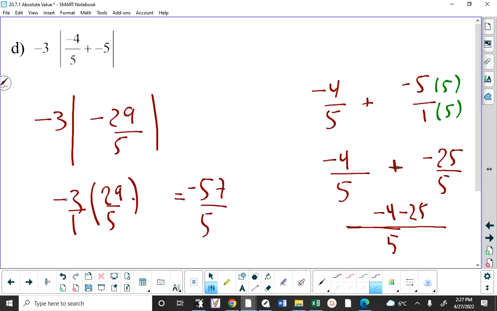No. -87. So it's -87/5. Be very careful here, because you might look at this question on an exam and go, well, it's absolute value. It's got to be a positive number. This isn't positive, and it's correct because it's -3 times something.